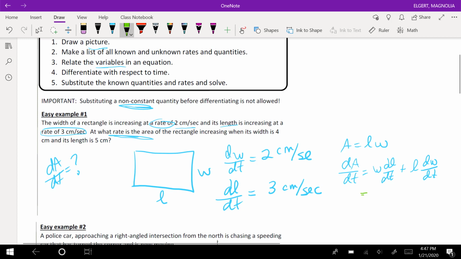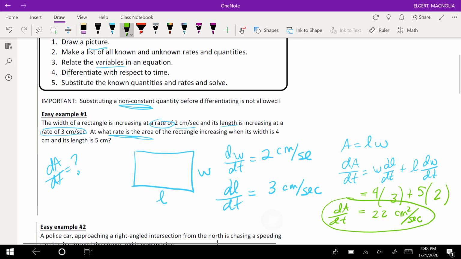Well, we know the width is 4 and the rate of change of the length is 3 centimeters per second, plus we know the length is 5 and the rate of change of the width is 2. So we'd have 12 plus 10 is 22. So the change in the area with respect to time would be 22, and our label would be centimeters squared per second.